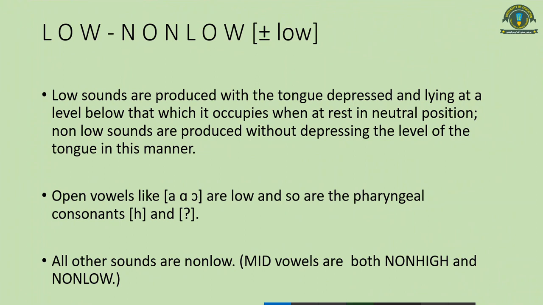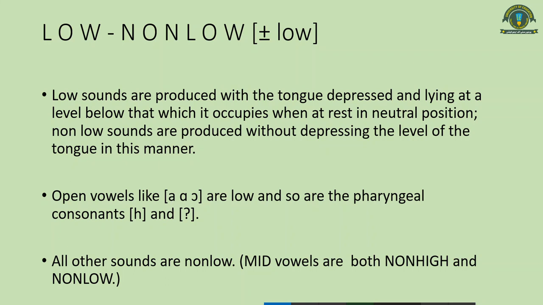Now low sounds. So again remember that neutral position. If your tongue is lowered from that neutral position, if the tongue is depressed or lying at a level below that which it occupies when at rest in a neutral position, those sounds will be called plus low sounds. Now again picture the quadrilateral chart in front of you, and picture which sounds are written at the bottom of the quadrilateral chart, and you will see that a sound. These are written at the bottom of the quadrilateral chart.